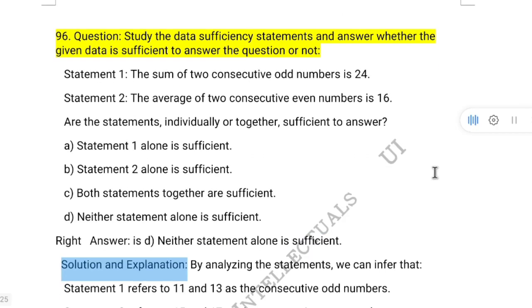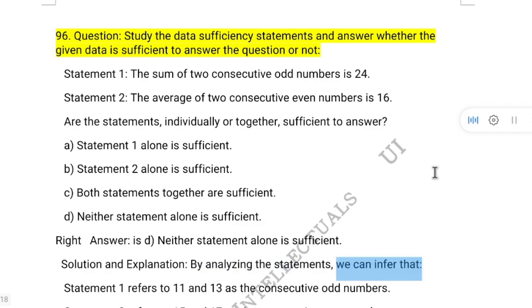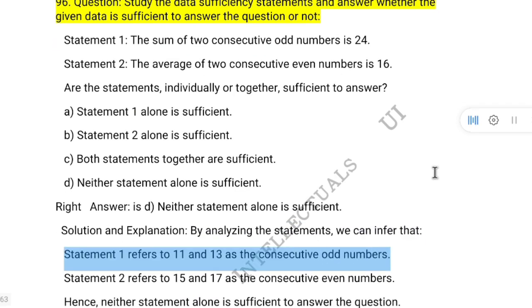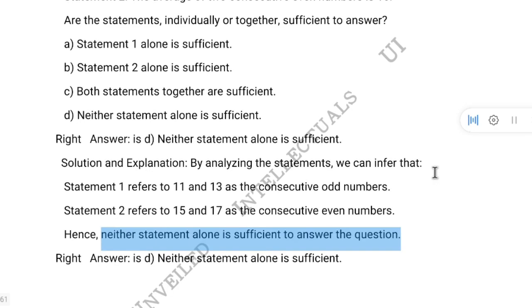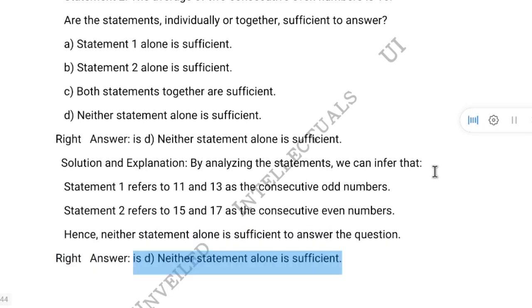Solution and explanation. By analyzing the statements, we can infer that Statement 1 refers to 11 and 13 as the consecutive odd numbers. Statement 2 refers to 15 and 17 as the consecutive even numbers. Hence, neither statement alone is sufficient to answer the question. Right answer is D. Neither statement alone is sufficient.